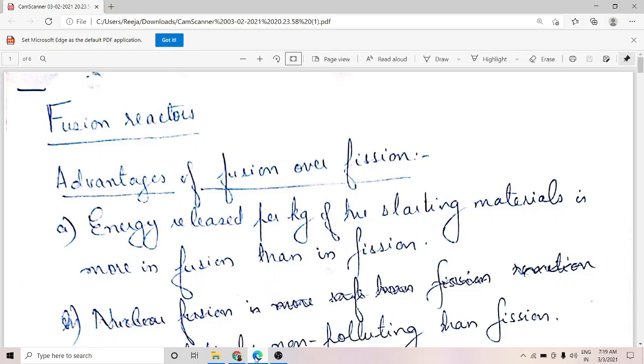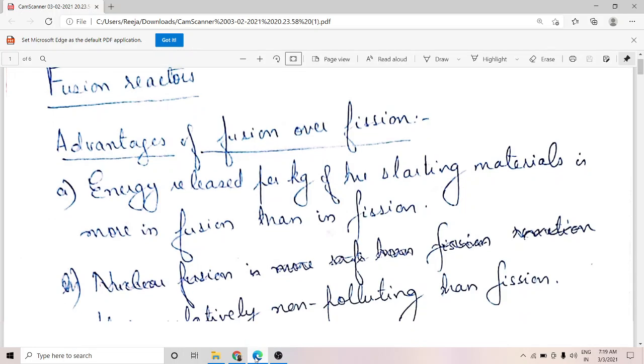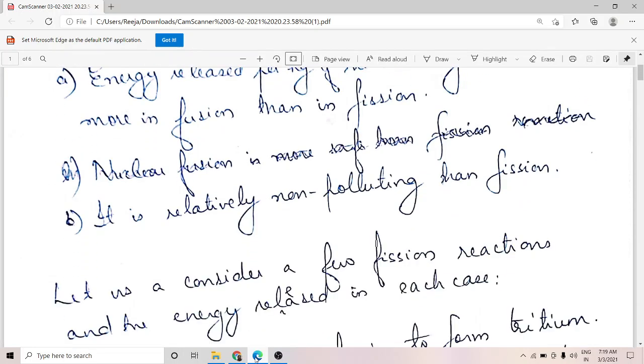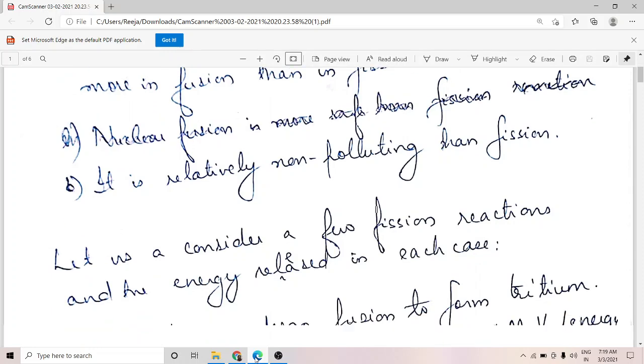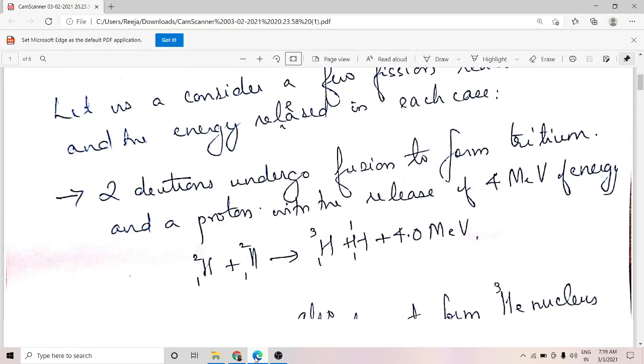Hi students, in today's session we are going to discuss fusion reactors, and we are coming to the end of our unit on nuclear transformations. We begin by discussing the advantages of fusion reaction over fission. The first advantage is that the energy released per kilogram of the starting materials in fusion is much more than that in fission. And the second advantage is that fusion reaction is relatively non-polluting when compared to fission.